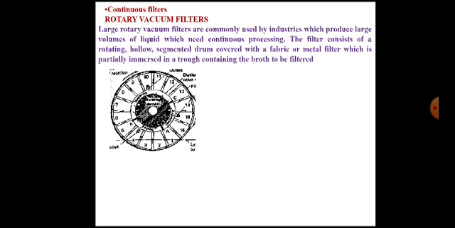Then the another category of filters is continuous filters. A more popular continuous filter, which is frequently used in the industries, is the rotary vacuum filter. As the name indicates, here there is use of negative pressure, that is vacuum, and it is rotary. That means this filter is continuously operated in a rotating condition.